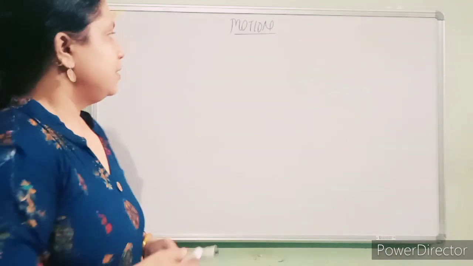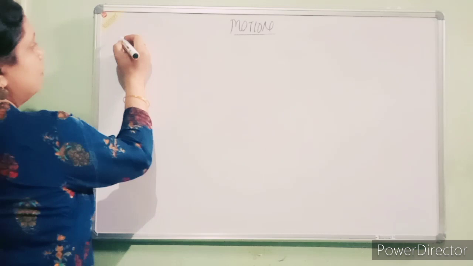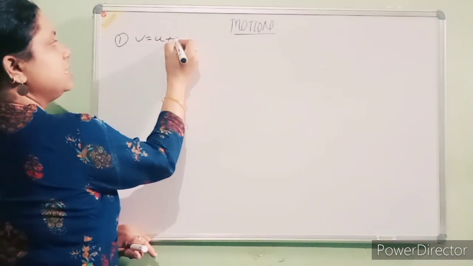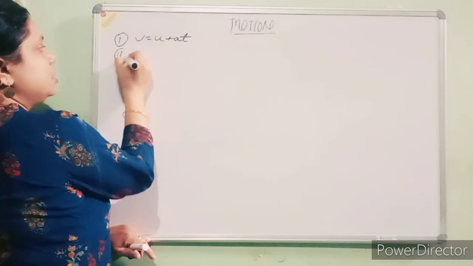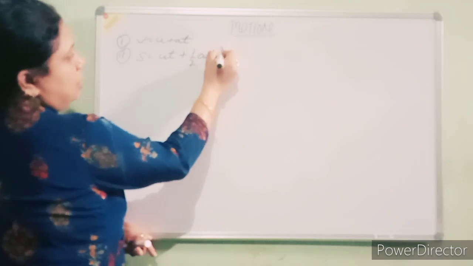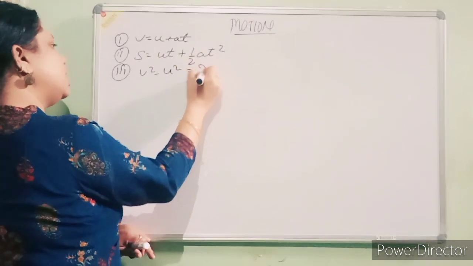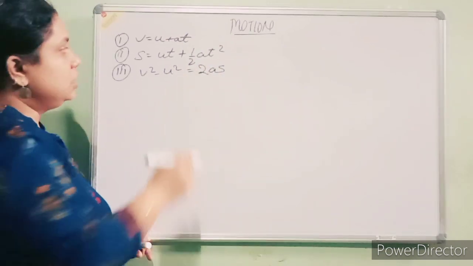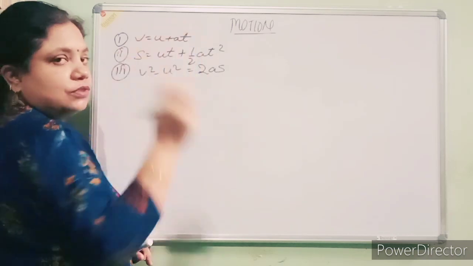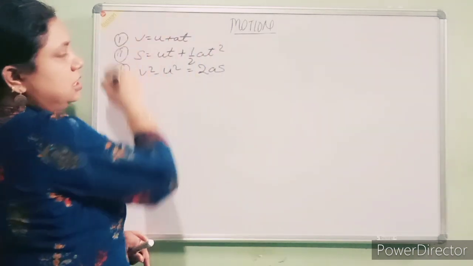Now as we know, there are three equations of motion. The first equation of motion is v is equal to u plus at. The second equation is s is equal to ut plus half at square. And the third equation is v square minus u square is equal to 2as. So these are the three equations of motion. We should know which one is the first, second and third equation, so you learn these equations.